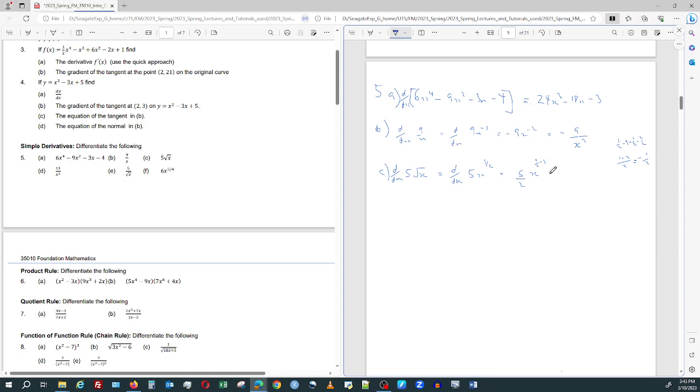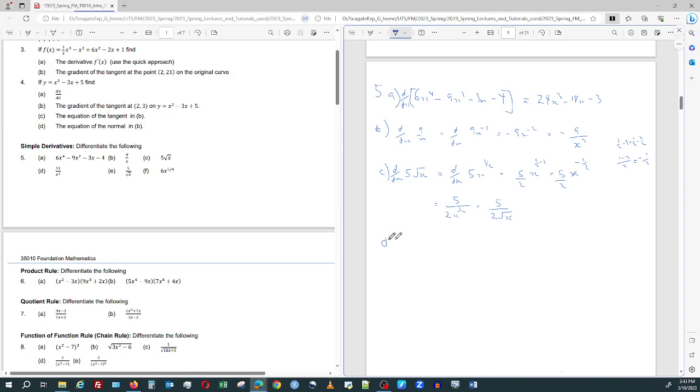So we get 5 on 2 x to the minus 1/2, which resolves to 5 over 2x to the half, which equals 5 over 2 root x. So there you go.